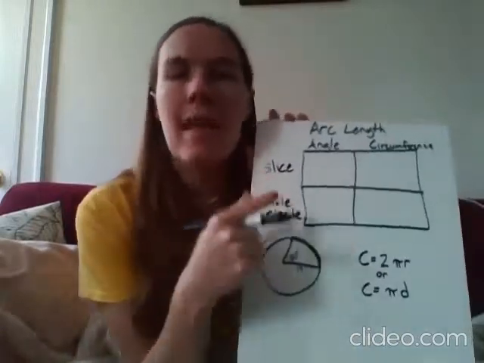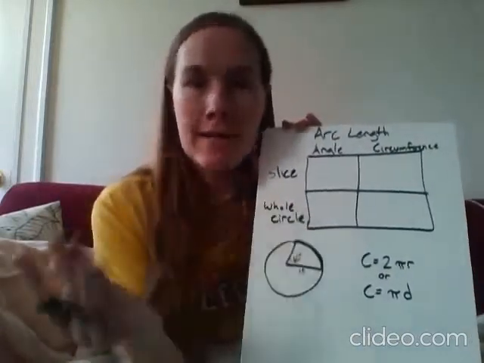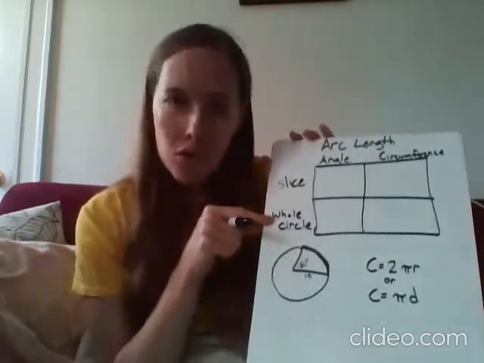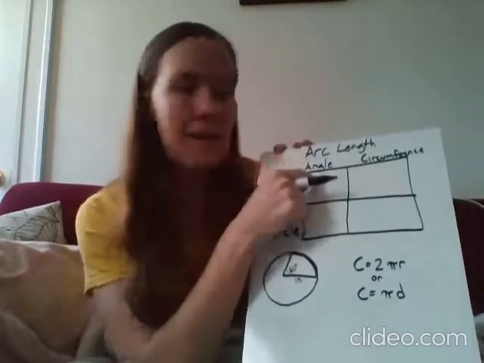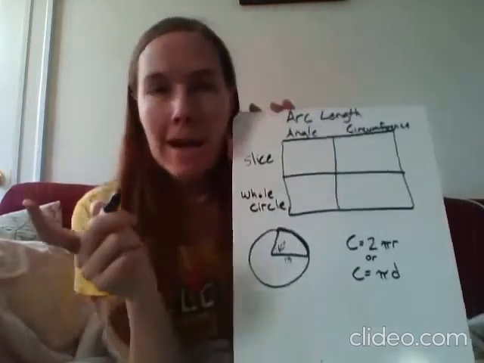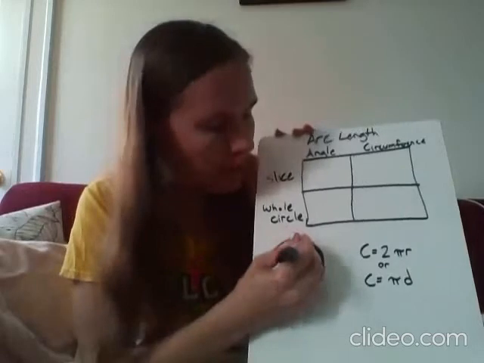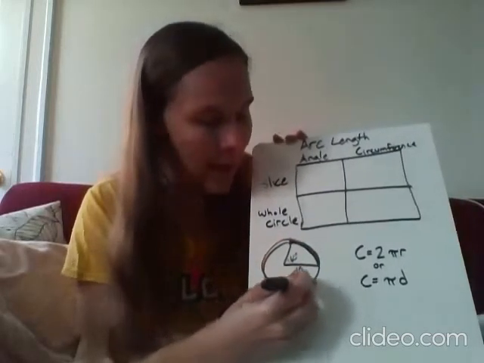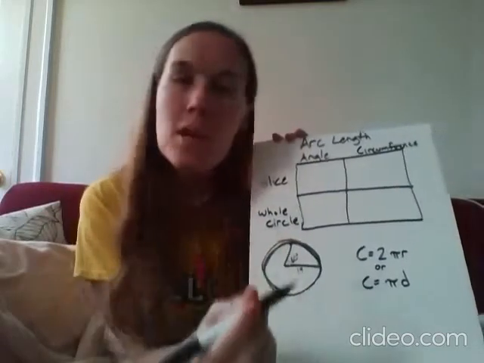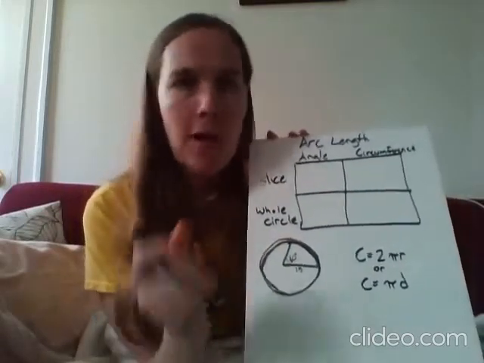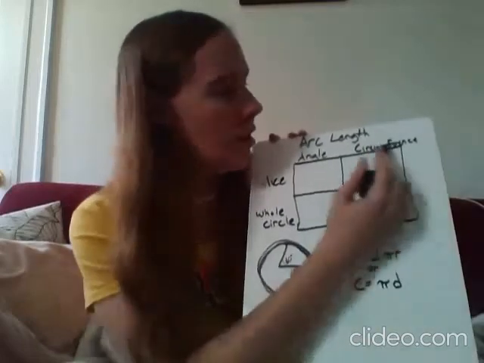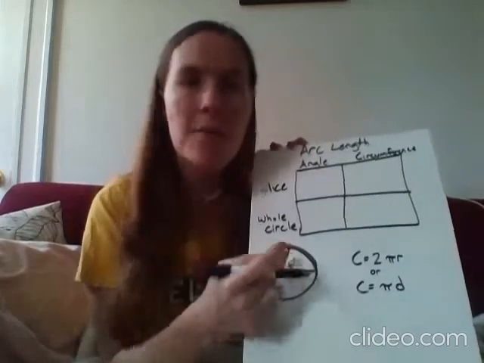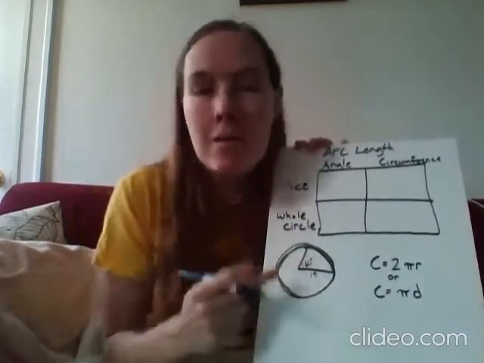So we can do the same setup that we did for sector area, except there's a couple things that are different. We still have the whole circle, we still have the slice, we still have the angle. But because we're working with the outside, remember the outside of this entire thing, the perimeter around the area, around the circle is the circumference. So instead of finding the area, because we don't care about the inside, we only care about the outside, we have the circumference now.